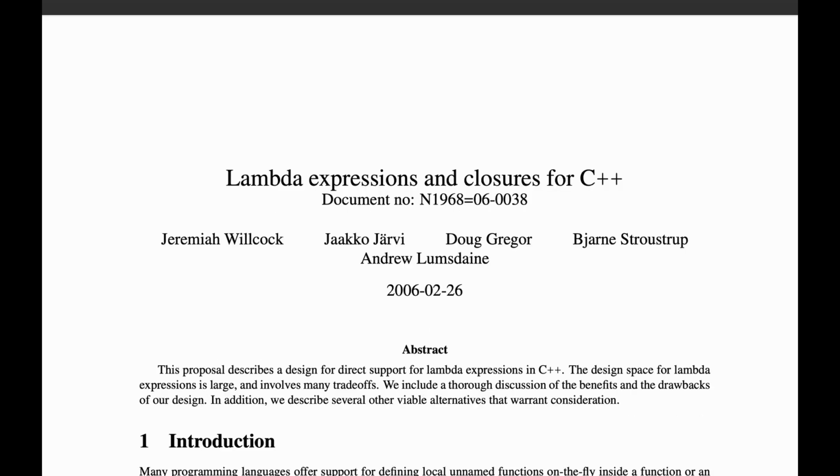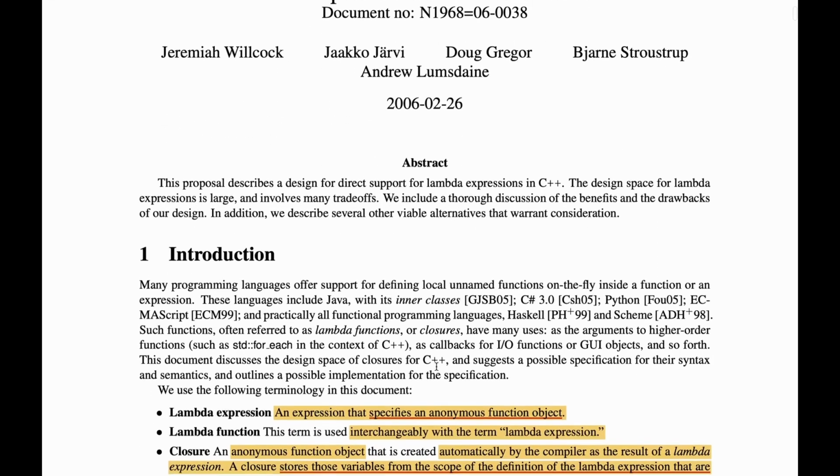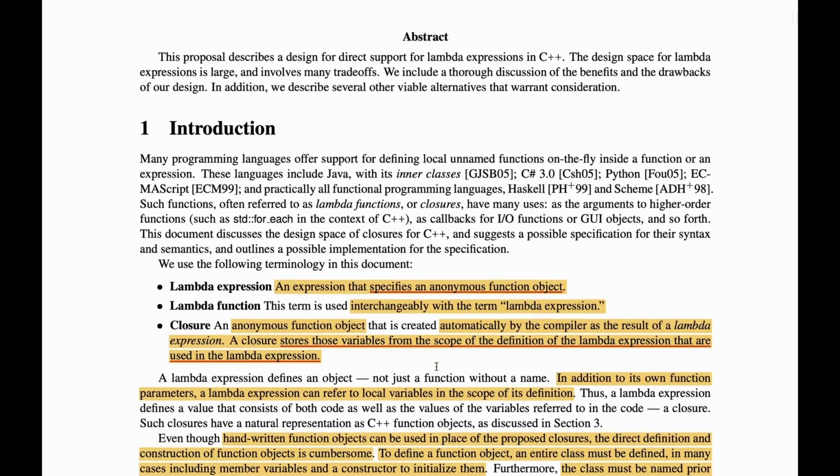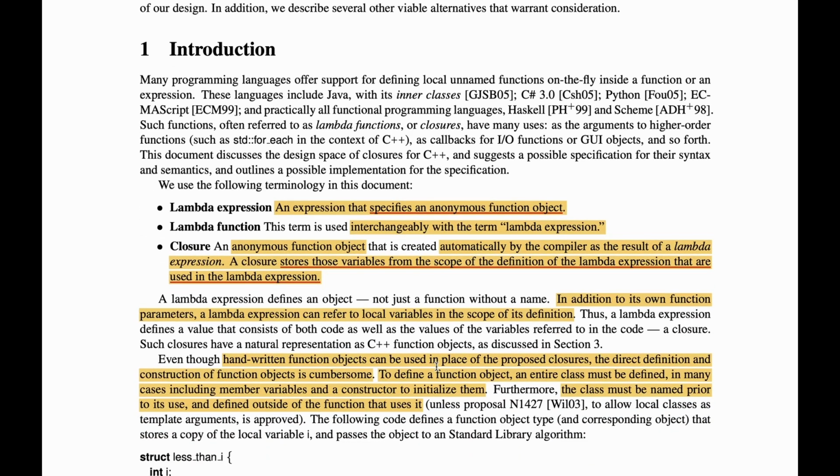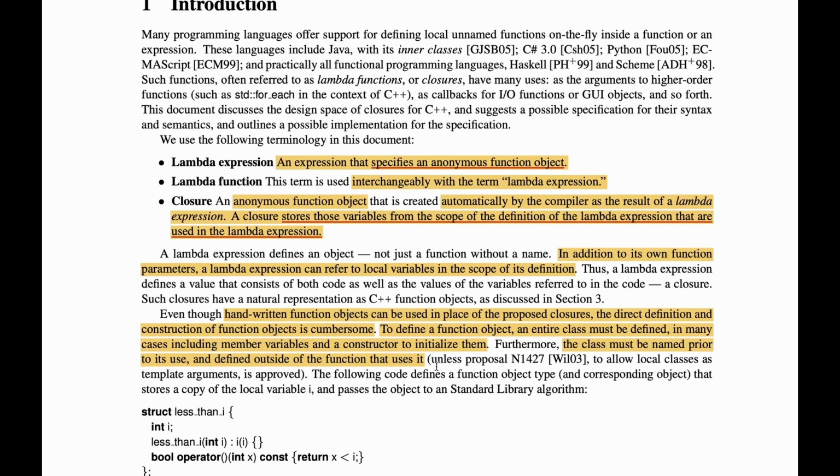Yes, now we're in the second proposal where they are talking about lambda expressions and closures for C++. It is dated 26th of February 2006 and it is written by the 5 authors listed here. Now this proposal is really important because it defines lambda expression and lambda functions and closures beautifully, right? So I'll just be covering those definitions and we'll skip the motivation part because we've already covered that in the previous proposal.